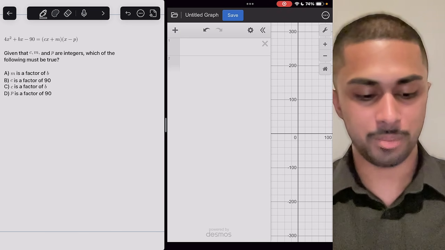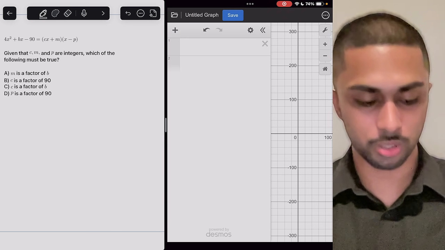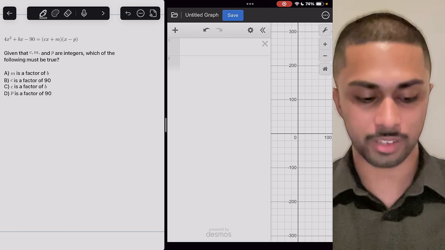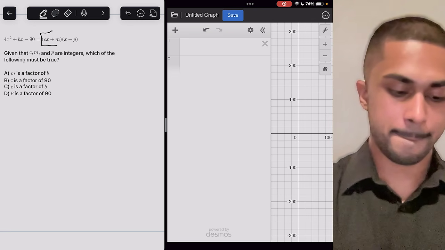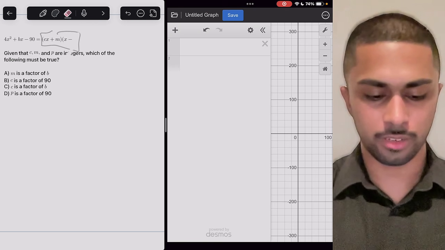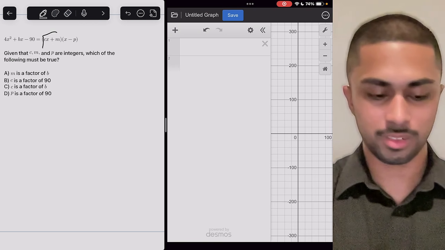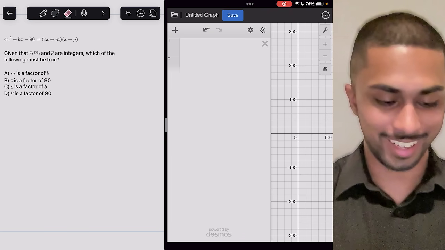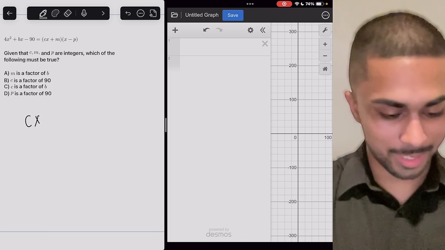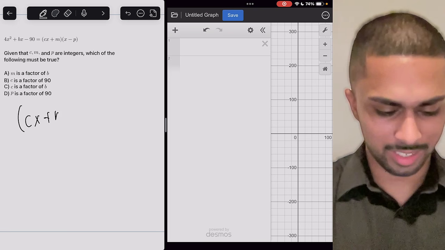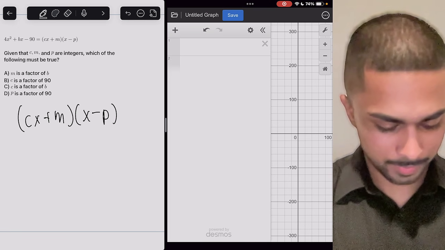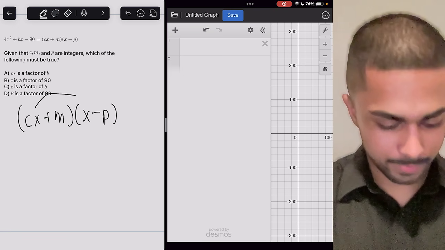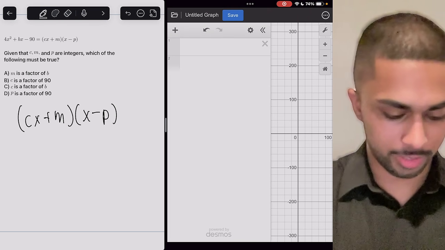Given that C, M, and P are integers, which of the following must be true? M is a factor of B, C is a factor of 90, C is a factor of B, P is a factor of 90. If you're really stuck here, the first thing that I would do is just distribute this, right? Because what else is there to do really? Okay, so let's start foiling everything out.